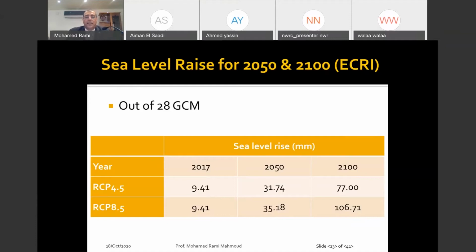The most accurate one, or the most suitable one with the data we have, has been selected. So we can project the 2050 and 2100 sea water level, which are going to be 77 centimeter and 106 centimeter.